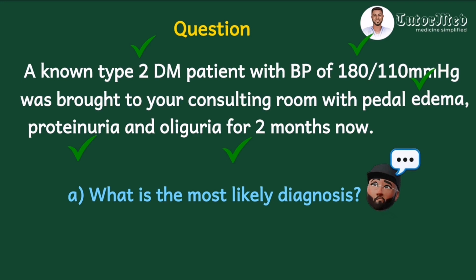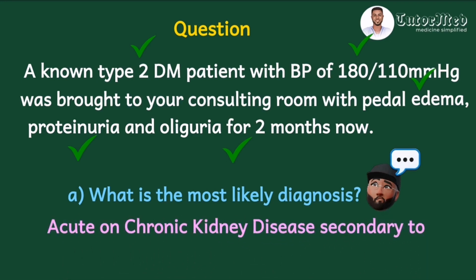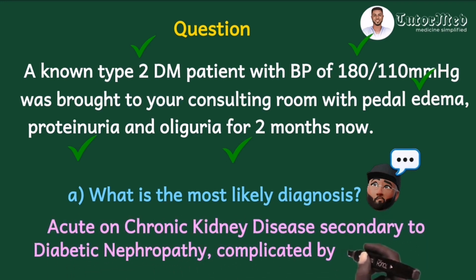Now, when writing a diagnosis, it is important to write a complete diagnosis to score the 4 marks. And so for this question, the diagnosis is acute on chronic kidney disease, secondary to diabetic nephropathy, complicated by hypertension. We will explain how we came by this diagnosis, but kindly note the completeness of the diagnosis. Note that the diagnosis explains all the relevant information in the clinical question.